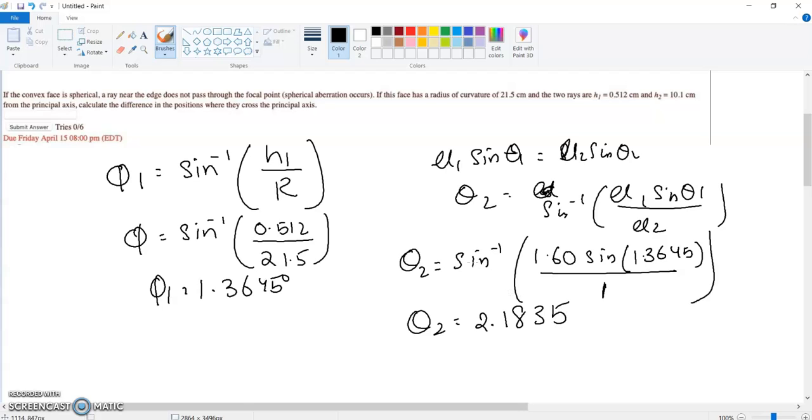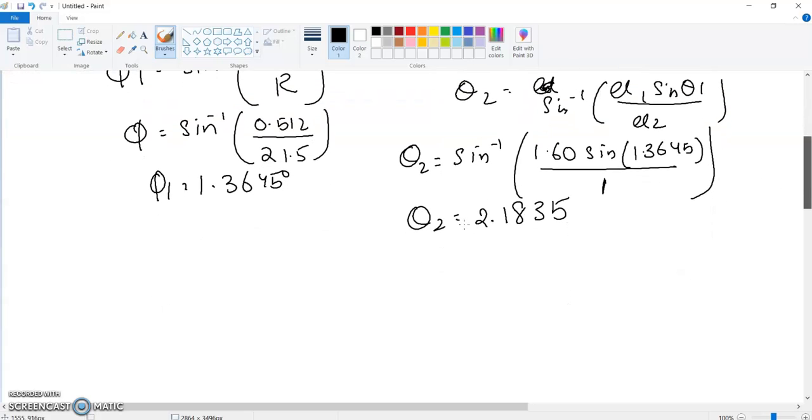So I've got two of my angles here, theta 1 and theta 2, the one which is entering and the one which is leaving. In order to calculate the change in the angles, I'm going to take the difference. I'm going to call it phi. So I'm going to say it's theta 2 minus theta 1. So that's 2.1835 minus 1.3645.